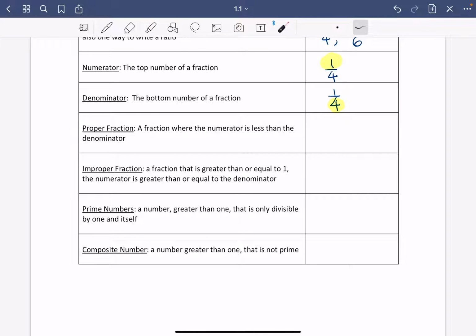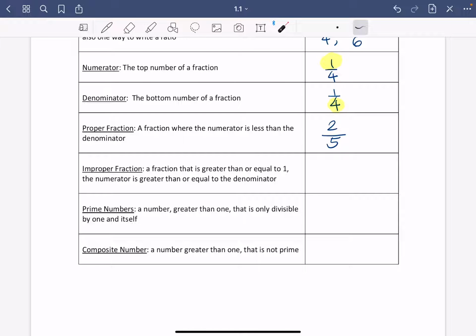Next one, proper fraction. A proper fraction is a fraction where the numerator is less than the denominator. So something like 2 over 5. The top number 2 is less than the bottom number 5. This is a proper fraction.